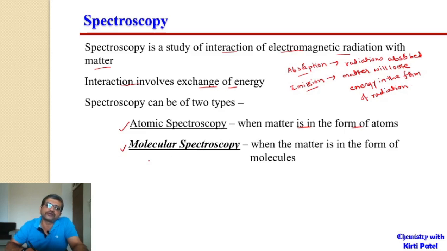But in molecular spectroscopy we have a vast number of molecules. We have millions and millions of molecules present, of both organic as well as inorganic sources. So depending on them, each molecule will have a different type of interaction.